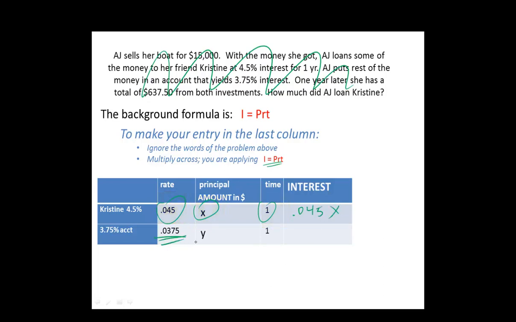Next, I'm going to multiply the rate times the principal times the time for our second account, and that's 0.0375y. So that's how I've got my last box, which is the interest earned for each account.